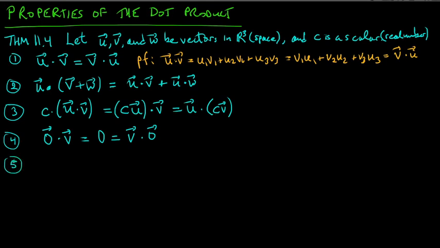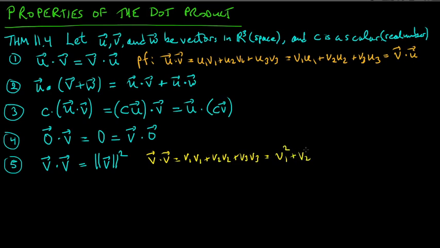And one more property here. If you take a vector v and you take the dot product with itself, then you also get the magnitude of the vector squared. And in fact, let's just write this out. What is v dot v? Well, it's v1 times v1 plus v2 times v2 plus v3 times v3, which of course is just v1 squared plus v2 squared plus v3 squared.